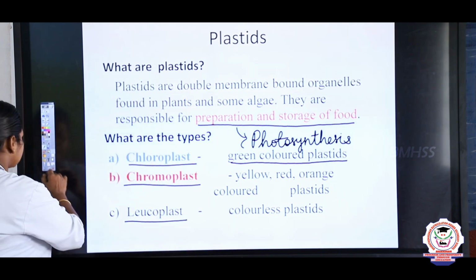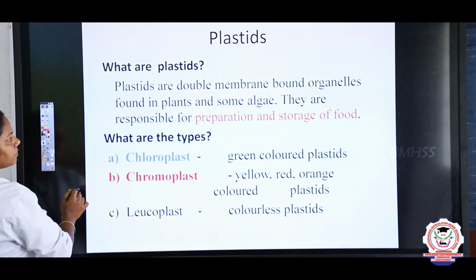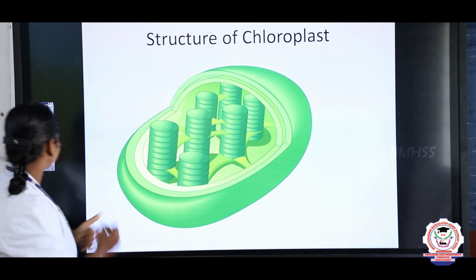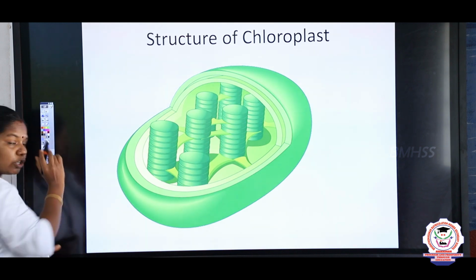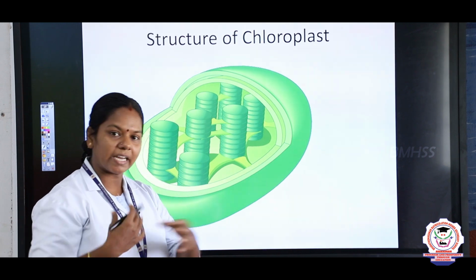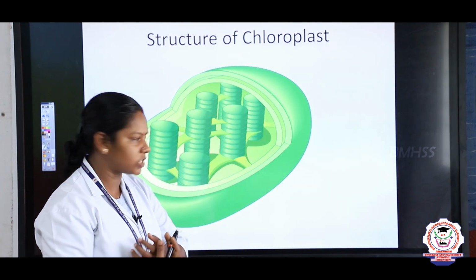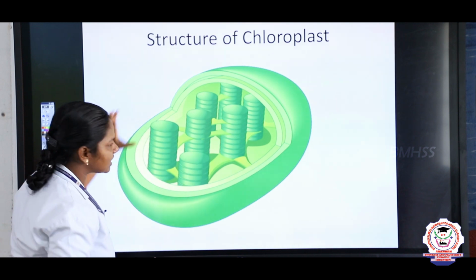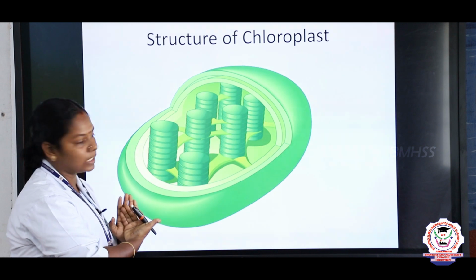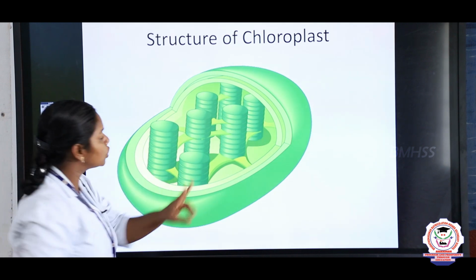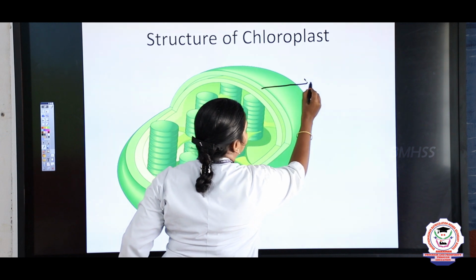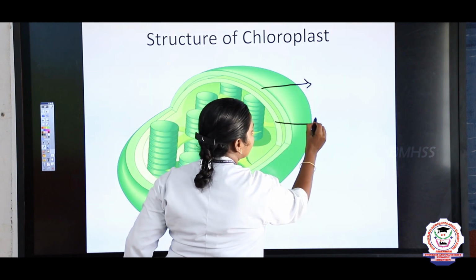Structure of chloroplast. So this is the diagram of the chloroplast, children. Just look at this diagram, take a notebook and draw this diagram, and we are going to mark the parts, and later we are going to study their functions. This is a chloroplast, and we are going to study what is present inside it. The chloroplast has two membranes. This is the outer membrane and this is the inner membrane.